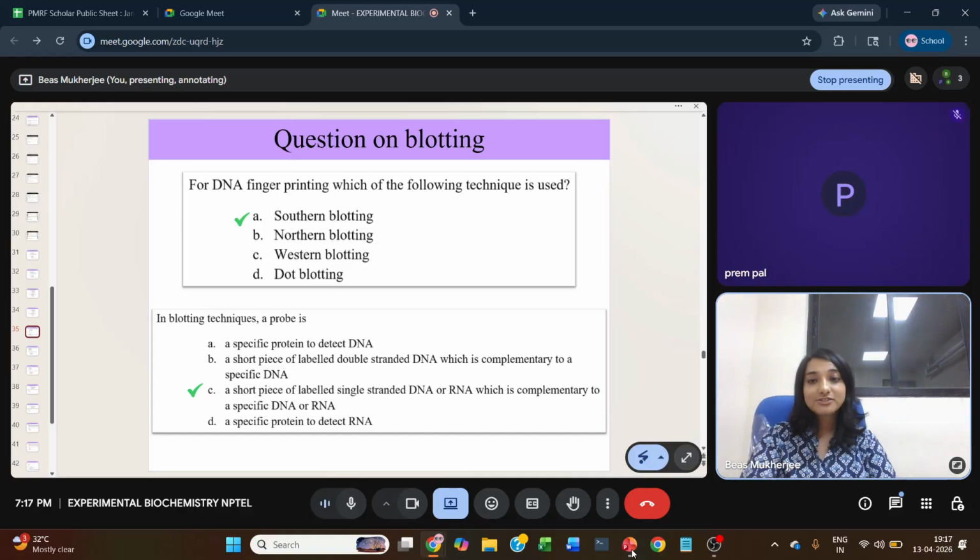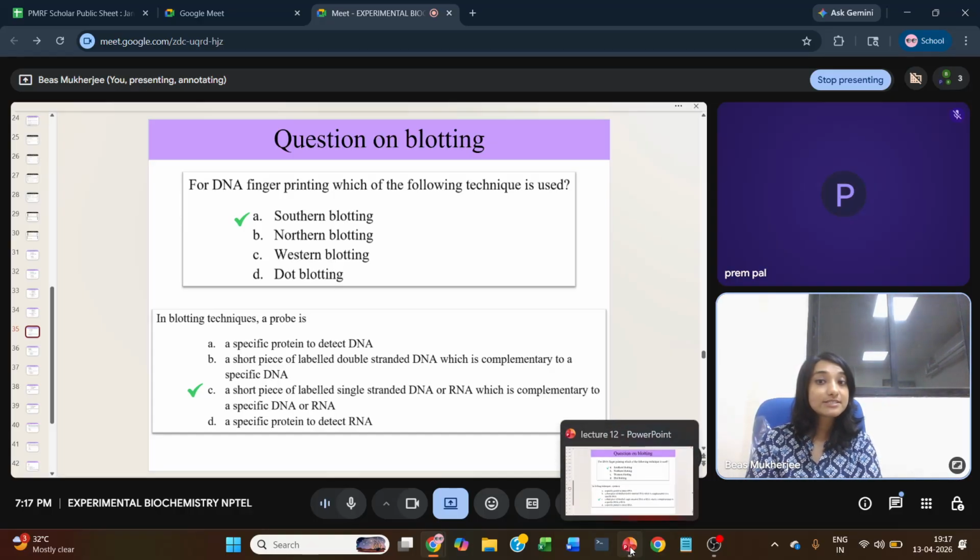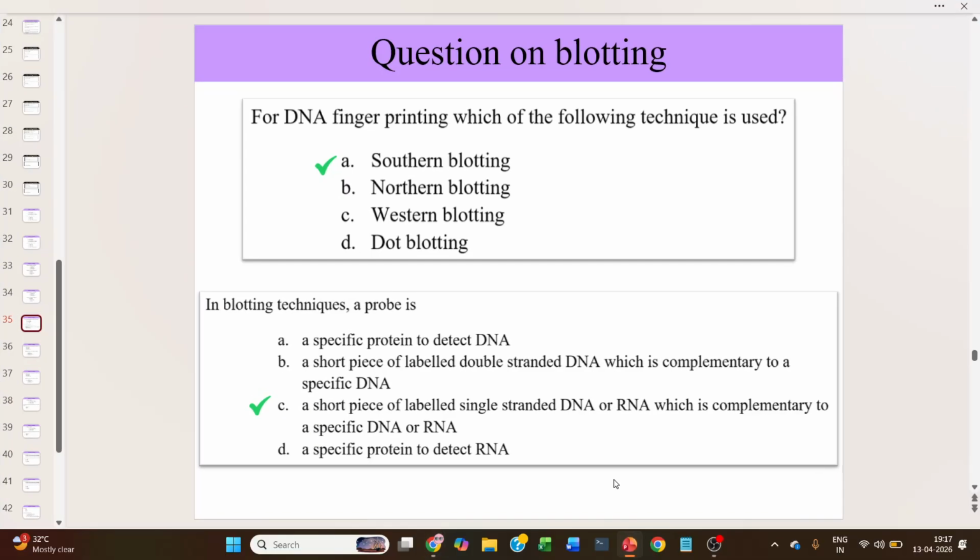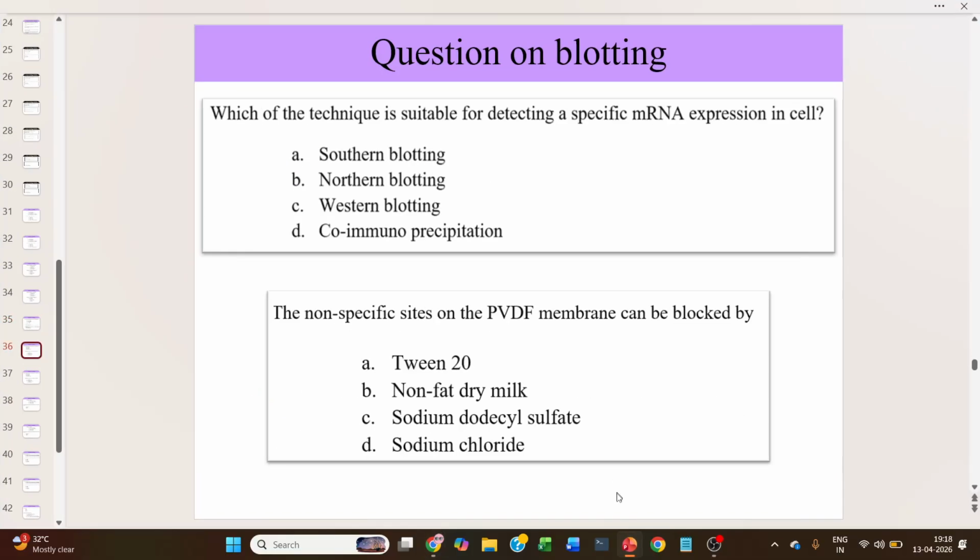A short piece of labeled single-stranded DNA or RNA which is complementary to a specific DNA or RNA is called a probe, in blotting technique. And DNA fingerprinting is for Southern blotting. Okay. Now, which of the techniques?